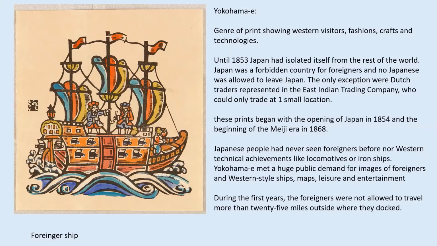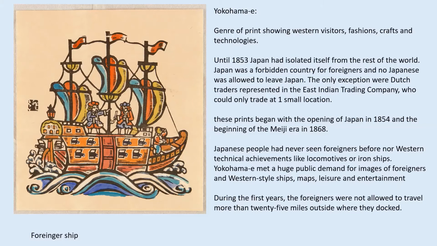And this was especially important because during the first years, foreigners weren't allowed to travel more than 25 miles outside of where they docked. And this was to protect them from being attacked, because there were still some samurai on the loose who may attack them.